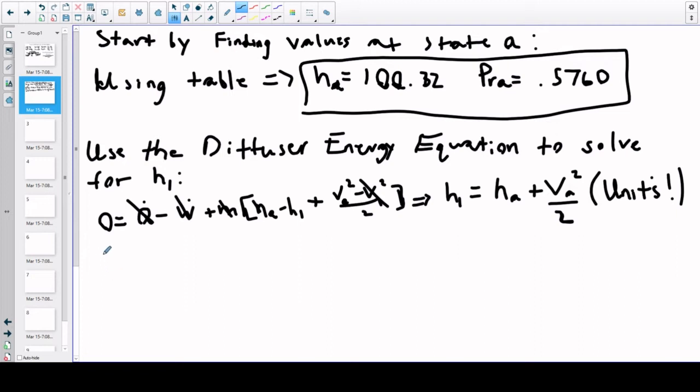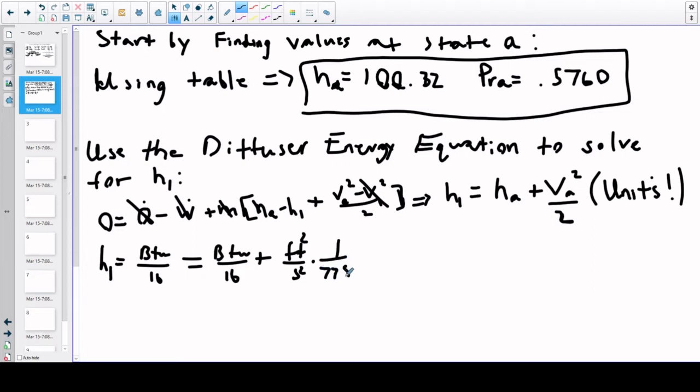But since we're in English units, they have to do everything the hard way. I did a little crash course here, just so I didn't have to do it in the rest of the problem. H1 is in BTUs per pound, and HA is also in BTUs per pound. So we're adding BTUs per pound to feet squared per second squared. We have to convert feet squared over second squared to BTUs per pound. That's the plan here. So 1 BTU is equal to 778 feet pound force.